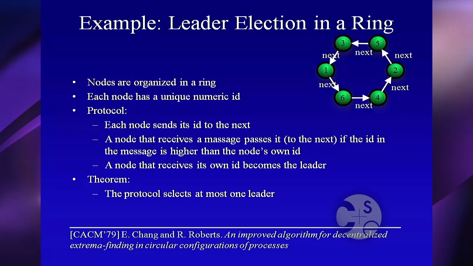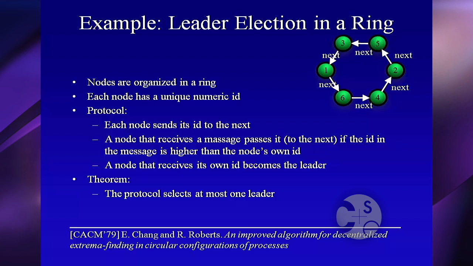So basically, we have nodes, an unbounded number of nodes. They are in a ring. They are connected by a next node. And each node sends its ID to the next node. And if a node receives an ID which is greater than its own, it passes it. Otherwise, it drops it. And if a node receives its own ID, it declares itself a leader. Okay, and the safety property here is obvious: you select at most one leader.